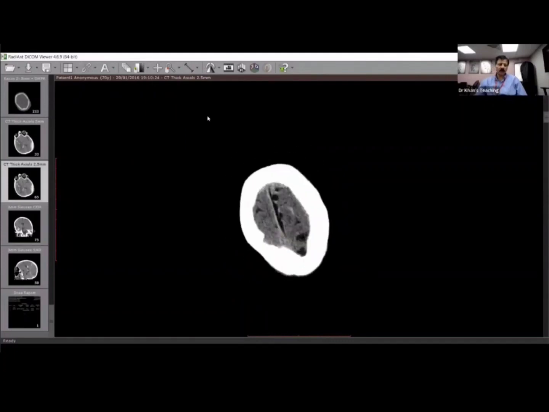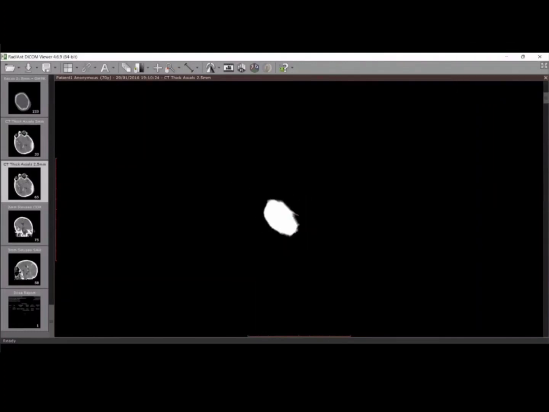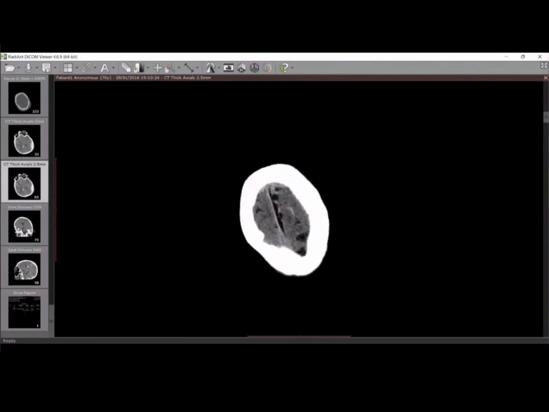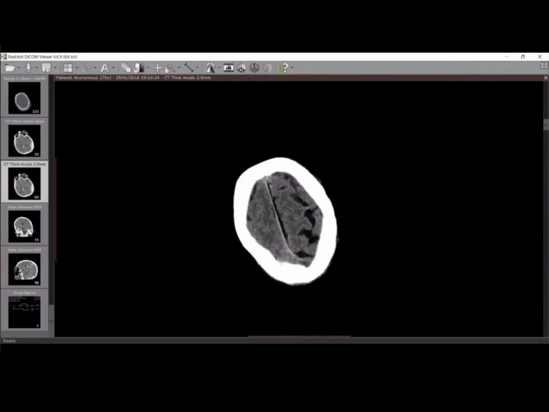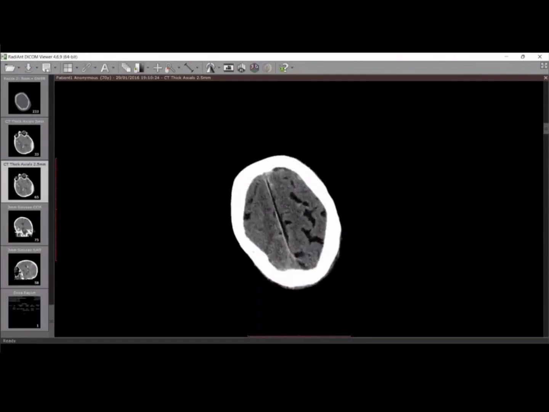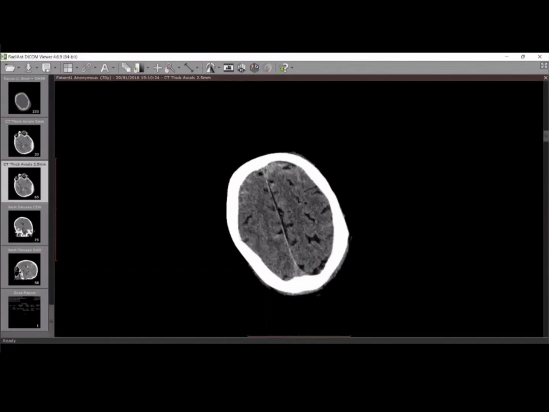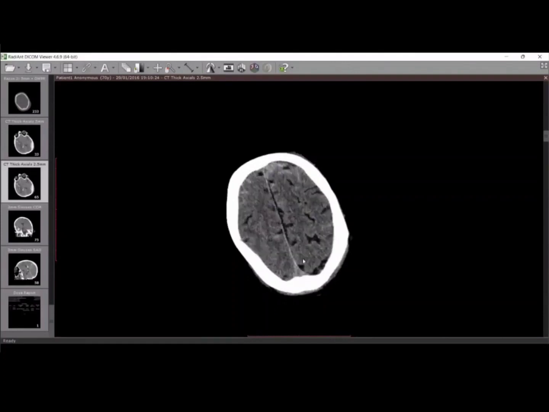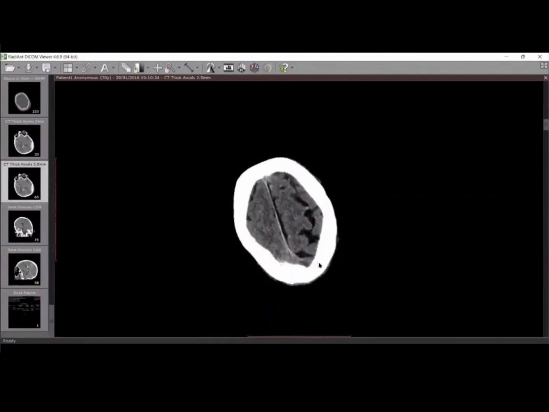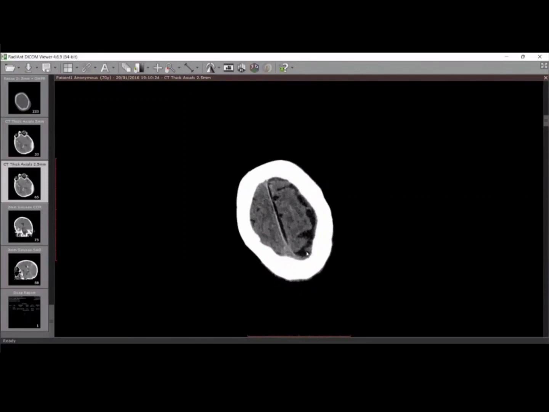Over to you. Yes. So these are axial images of CT brain unenhanced in a trauma patient. I'm going to describe the findings as I'm scrolling. I can see that there are a lot of hyperdensities in both cerebral hemispheres in the sulci, denoting subarachnoid hemorrhage.